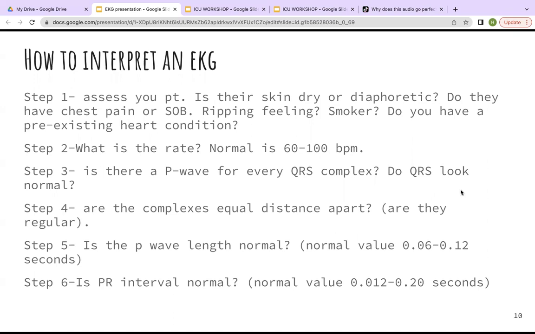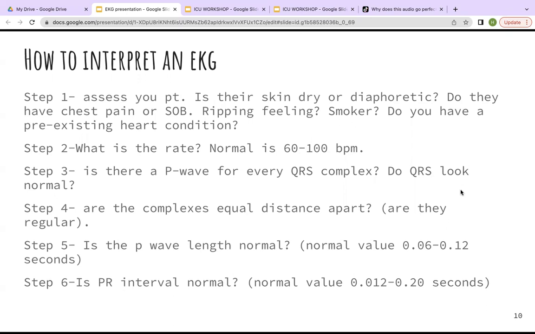So there's no surprises. So once you visually assess your patient, you're going to move to step 2, what is the rate of your rhythm? Is it within that 60 to 100 beats per minute, which is normal? Less would be bradycardic, more would be tachycardic. Step 3, is there a P wave for every QRS complex? And do your QRS complexes look normal? So you will go through the rate, then you're going to look in front of every one of your QRS complexes and say, is there a P wave present? And then are your QRS complexes wide? Are they narrow? That's going to establish whether or not they look normal.